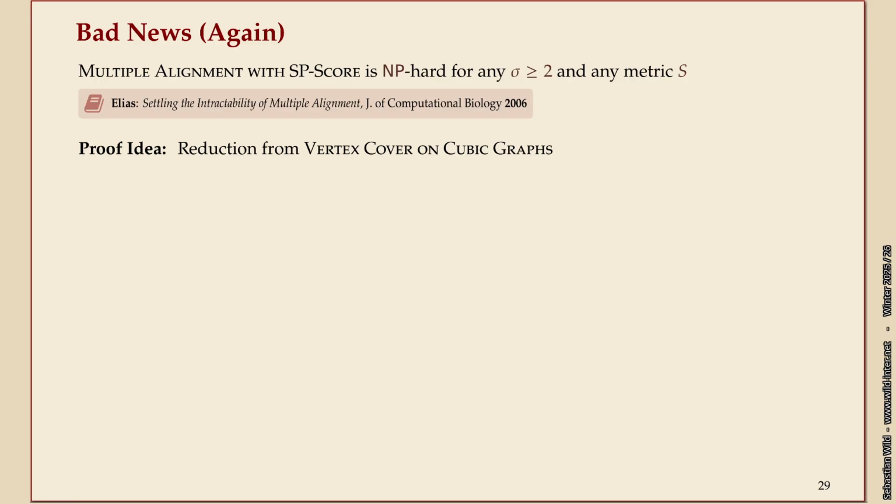Maybe I can morally sketch the reduction briefly, but I'll refer you to the paper if you want to see the calculations. I think the reduction itself is cute enough, but the calculations get messy. The reduction is from vertex cover on cubic graphs. So cubic just means 3-regular, so every vertex has exactly 3 edges. So we're taking as input for this problem a graph of this sort, and a number. And the question is, can we find the vertex cover, right?